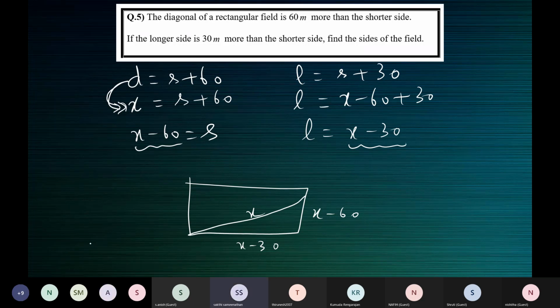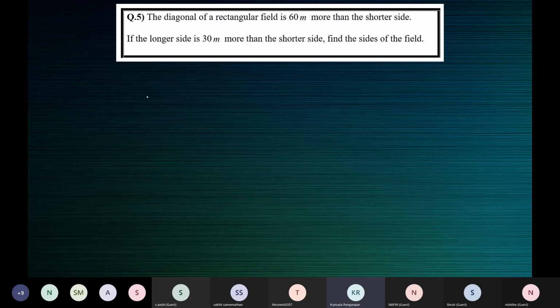Ma'am, x is equal to 90, ma'am. X is 90, is it? Okay, 1 minute. We are still trying to understand the assumption. 1 minute. So children, tell me the other way now.